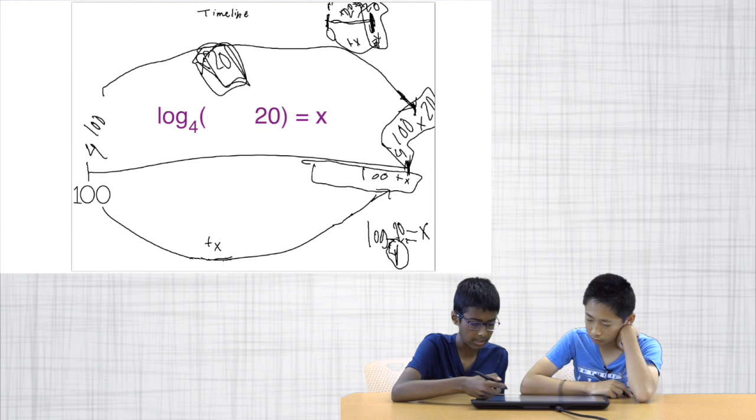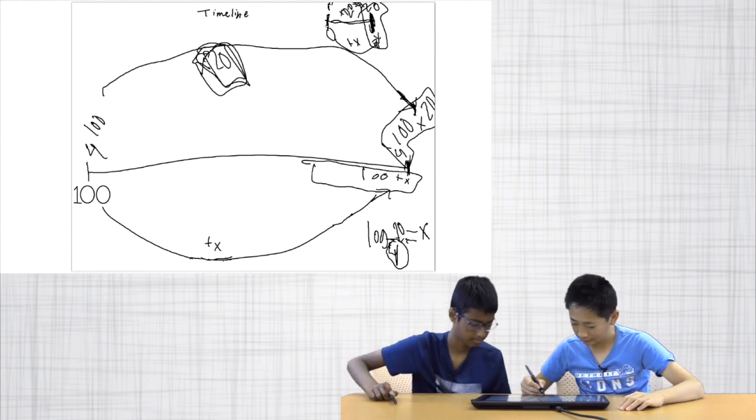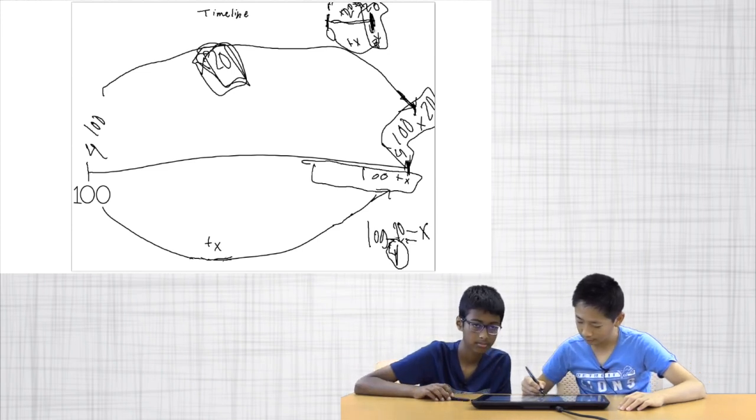He correctly changed it to log base 4 of 20 equals x. He explained that this represents the amount of time it takes for the amount of mold to increase by a factor of 20. So what is this starting at 0 and ending at x, going from 1 to 20?